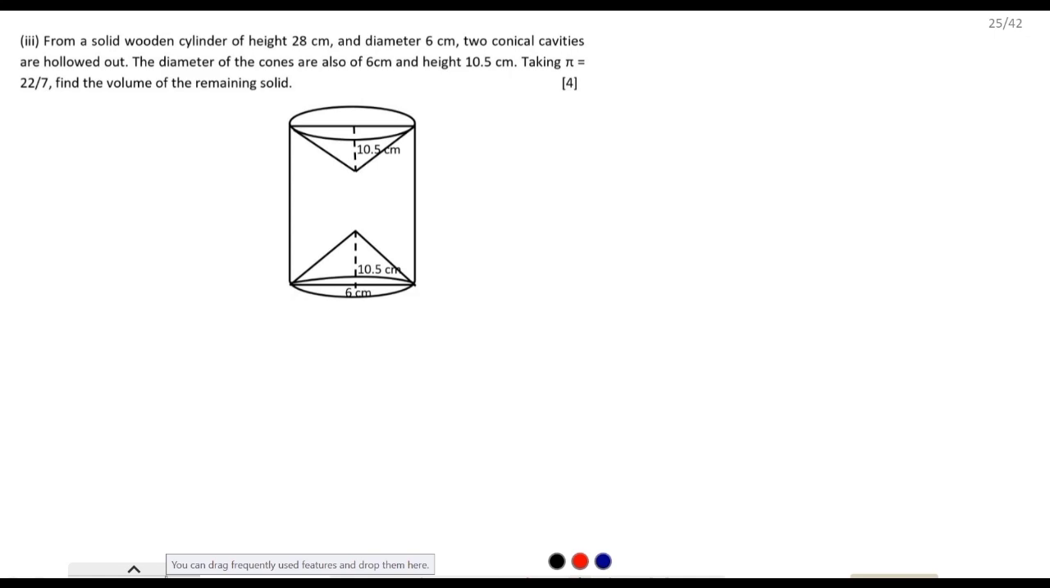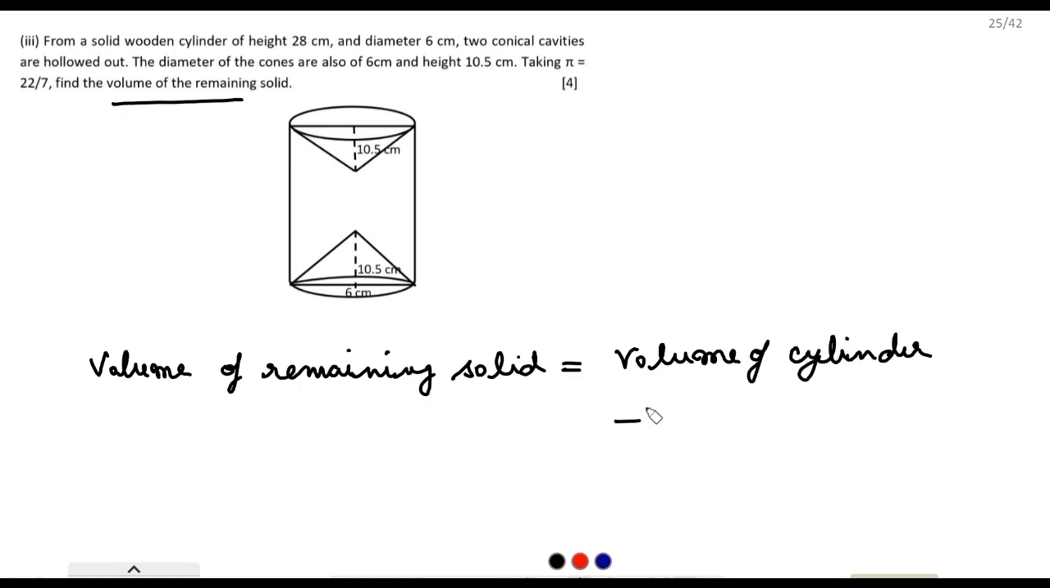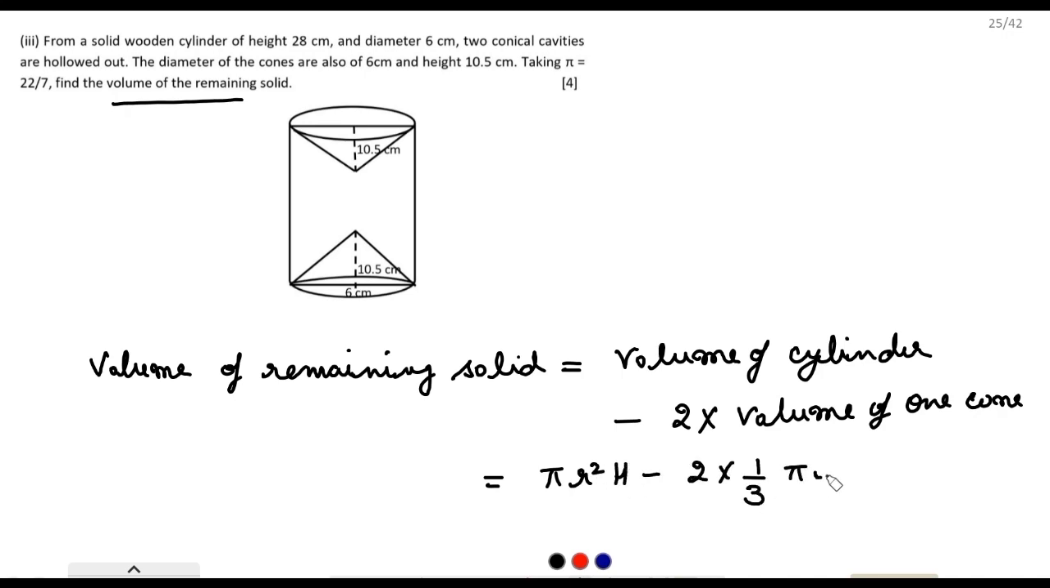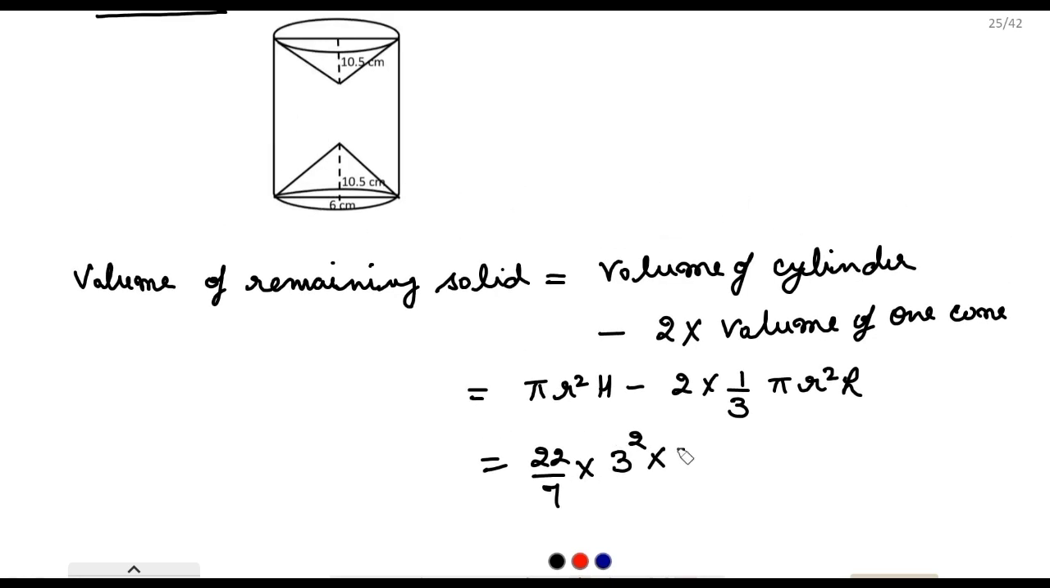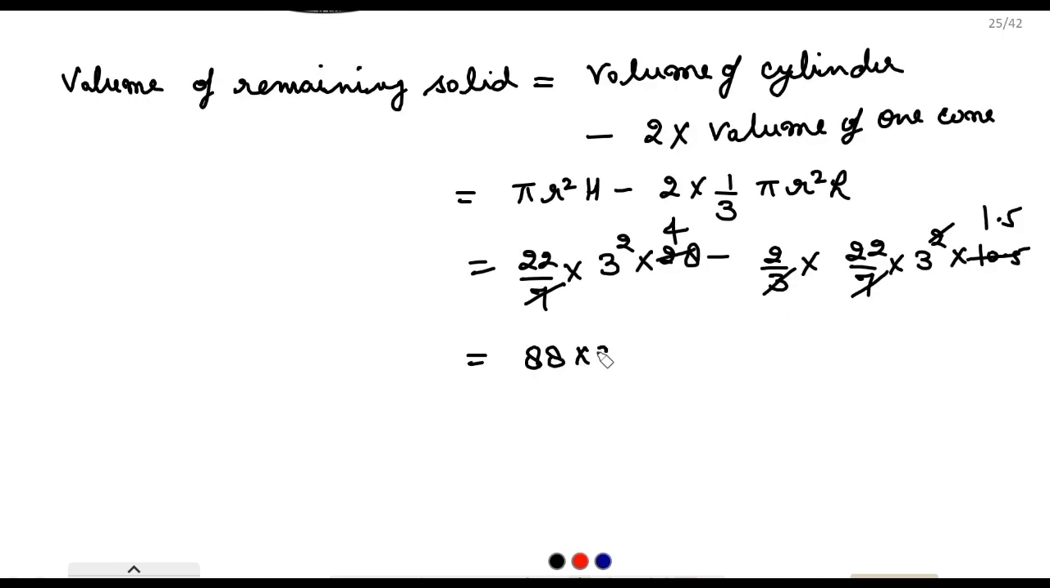This is question from mensuration, and we have to find volume of remaining solid. If two conical cavities are hollowed out, then volume of remaining solid will be equal to volume of cylinder minus double of volume of one cone. Volume of cylinder will be pi r square h, and volume of cone will be 1 upon 3 pi r square h. Put the values. Volume of the remaining cylinder is 594 square centimeter.